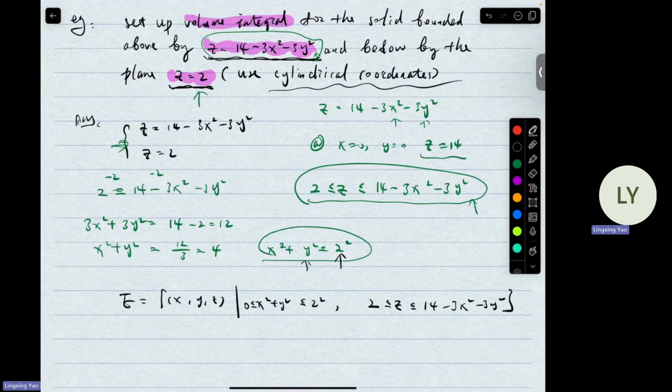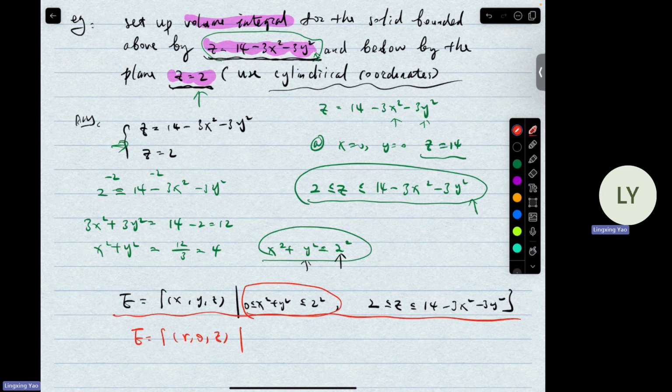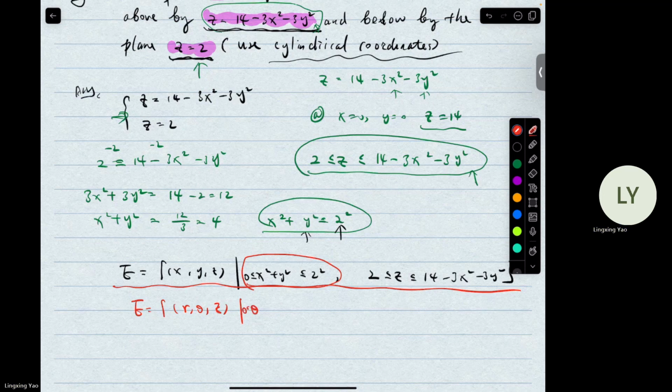Before we do that, let's just convert this E region into the cylindrical coordinates. Okay, so for this disk, we see the theta angle will be from 0 to 2 pi, and the radial distance will be from 0 to 2. And for this z, it will be bigger than 2 and less than 14 minus 3 times. Here, remember, this is 3 times x squared plus y squared, which is r squared.